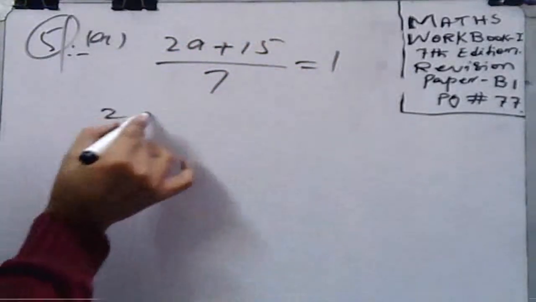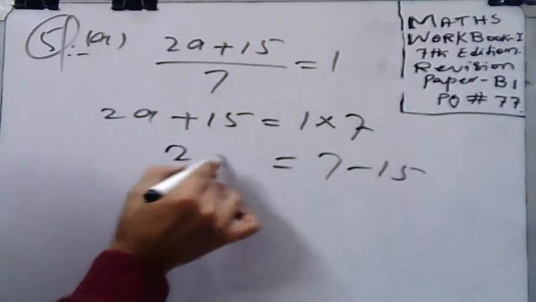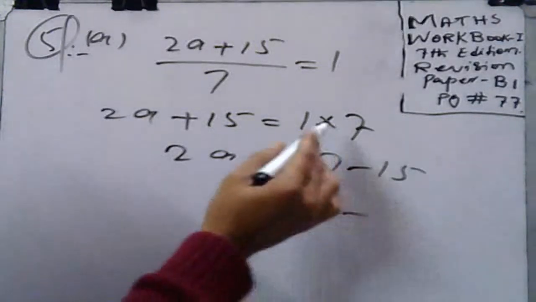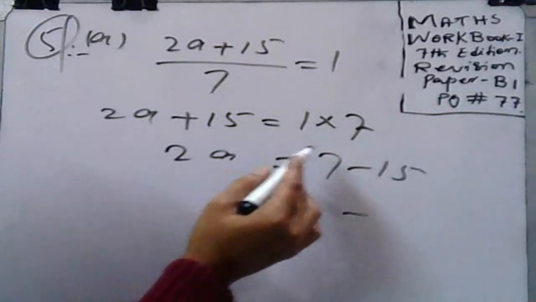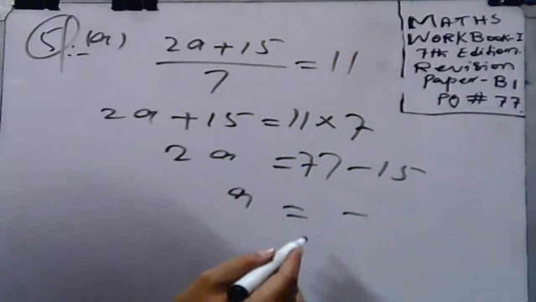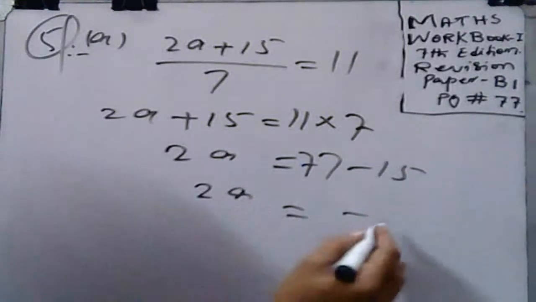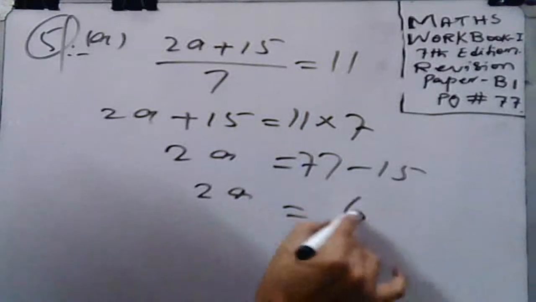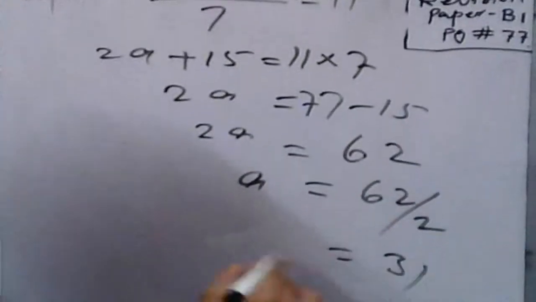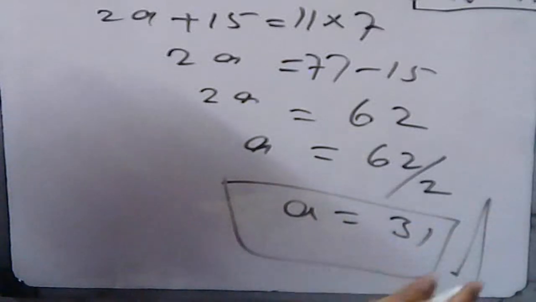Using cross multiplication, you will get 11 multiplied by 7. So 2a equals 77 minus 15. 11 sevens are 77, minus 15, you will get 62. So the value of a is 62 divided by 2, 31. So the value of a is 31. So that is your required result.